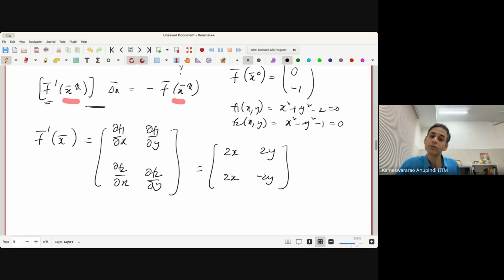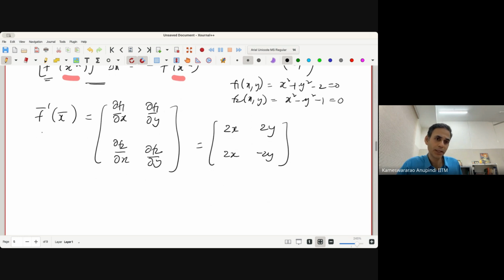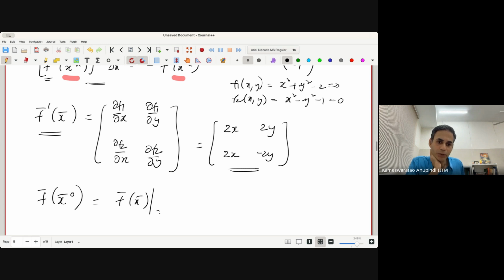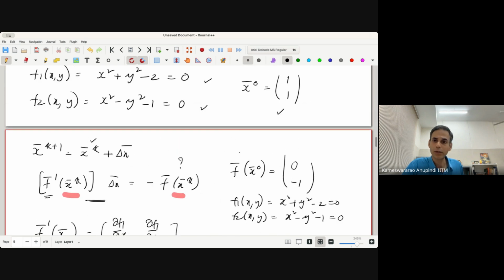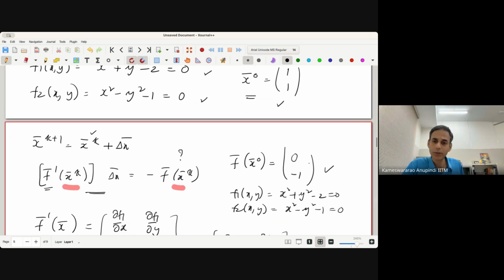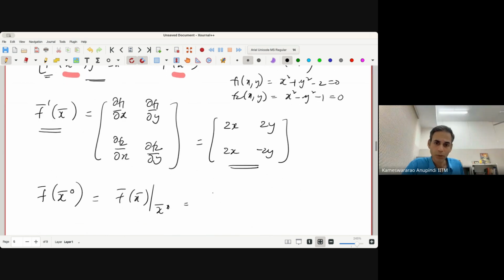But this is still in terms of x and y. This is the general formula, so we can reuse this Jacobian matrix for calculating different x k values. Now I'm going to evaluate it at x bar 0, which is nothing but 1, 1. My initial guess x bar 0 is 1, 1. The function value is 0, minus 1. Substituting 1, 1 into the Jacobian gives me 2, 2, 2, and minus 2.